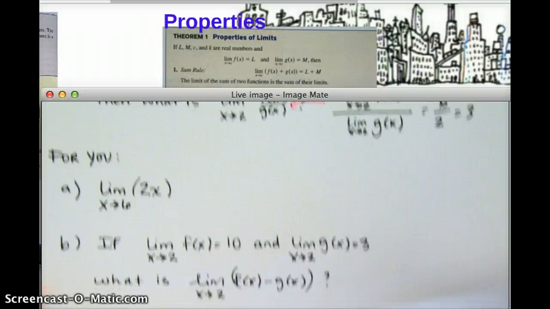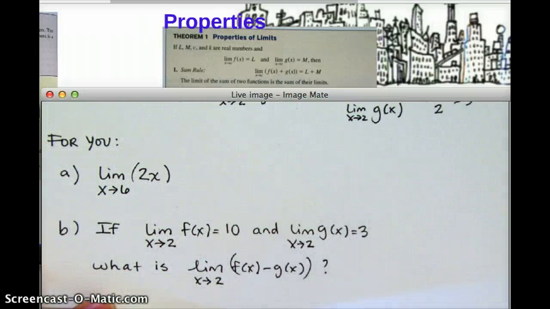So the two that you tried off to the side look like this. If you got them right, cool, sit tight. If you didn't, listen to the explanation really quickly, because this is where we're going to start in class tomorrow.